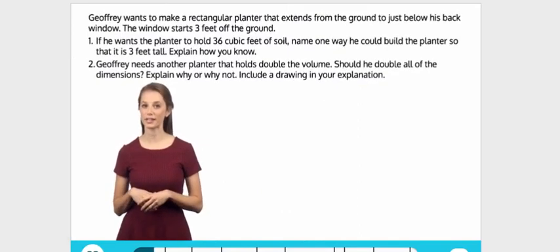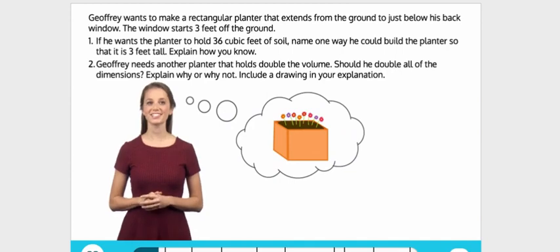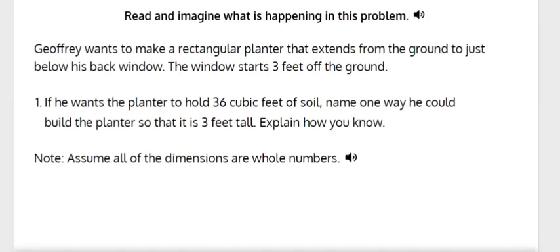Today we will solve a two-part word problem about a rectangular planter, which is a box for plants to grow in. Let's start with part 1. Read the problem and imagine what is happening.